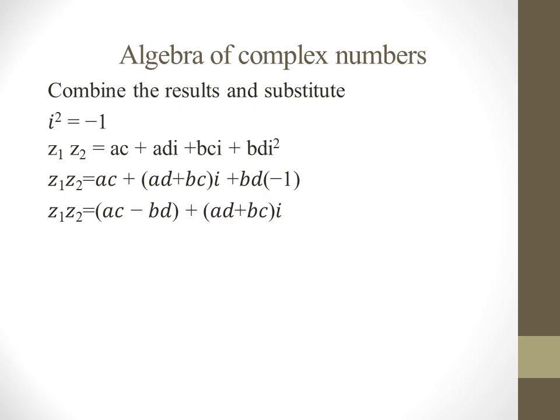After using this method, we combine the results and substitute i square is equal to minus 1. Z1 into z2 is equal to ac plus adi plus bci plus bd i square. Z1 into z2 is equal to ac plus ad plus bc into i plus bd into minus 1. Therefore, z1 z2 is equal to ac minus bd plus ad plus bc into i.